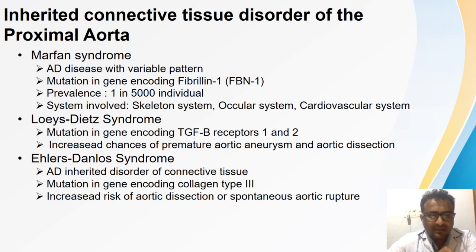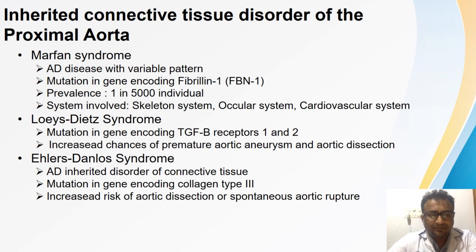The other syndrome of inherited connective disorder is Loeys-Dietz syndrome. It's also an autosomal dominant disease with variable penetration. There is a mutation in the gene encoding the TGF-beta receptor 1 and 2. Patients with Loeys-Dietz syndrome have an increased risk of premature aortic aneurysm and aortic dissection.